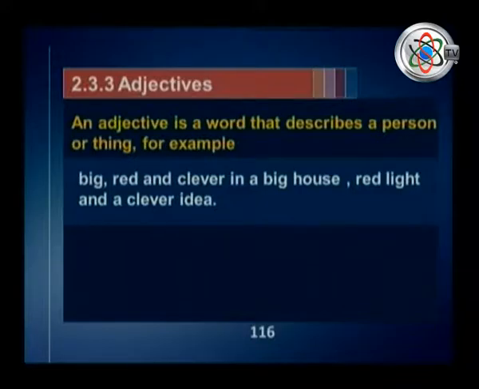An adjective is a word that describes a person or thing. For example, big, red, and clever. In a big house, red light, and a clever idea. Don't worry about the answers. They will come later.